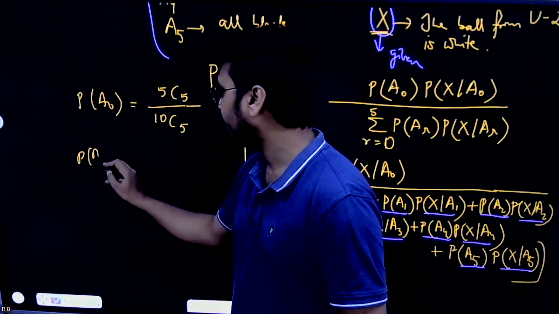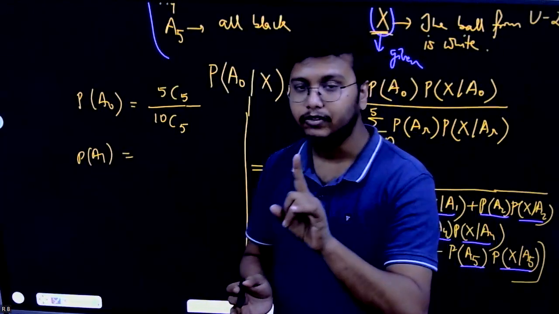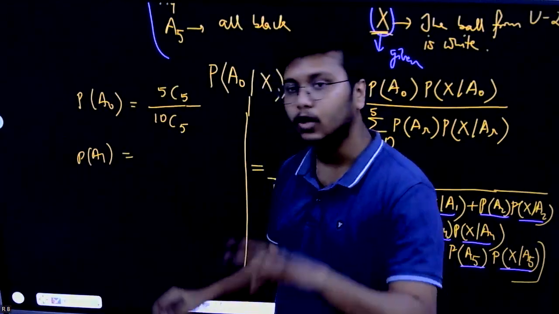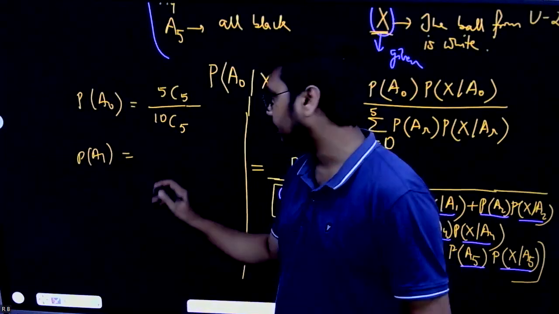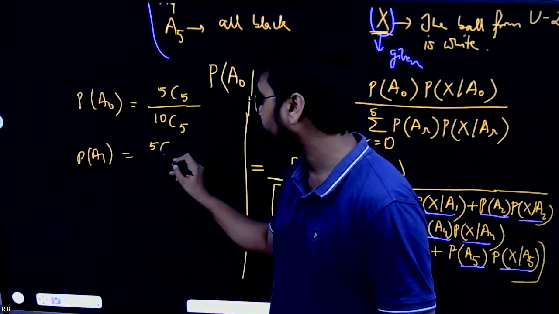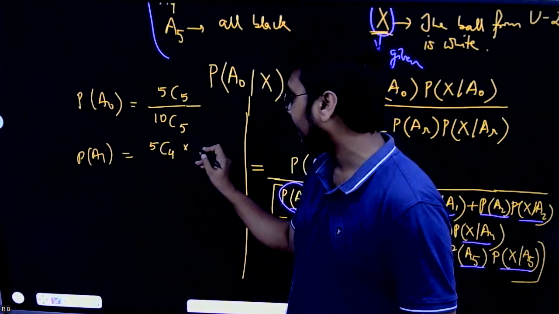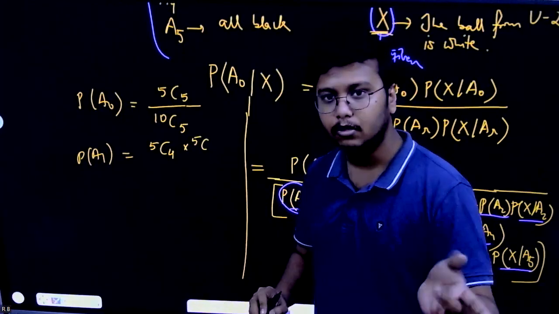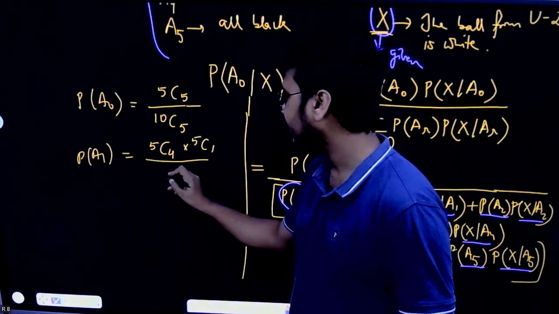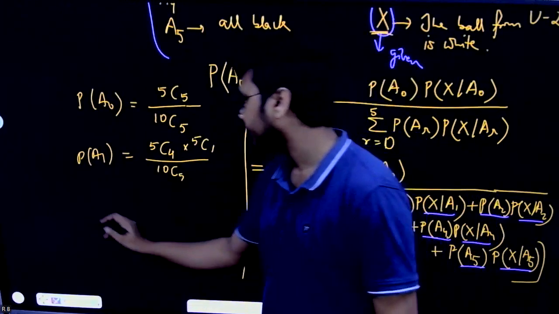Then probability of A1, that would be how much? Now I want to select, what was A1? 4 white balls and 1 black ball, right? So how many white balls are there? There are 5 white balls. So out of the 5 white balls, how many do I want to select? I want to select 4 white. And how many black balls are there? There are 5 black balls. And how many black balls do I want to select? I want to select 1 black ball. And the total possibility remains the same because ultimately I'm again choosing 5 balls only.